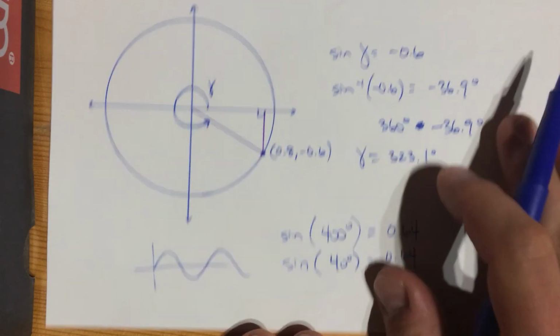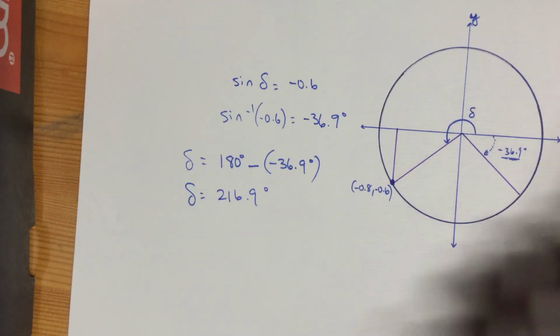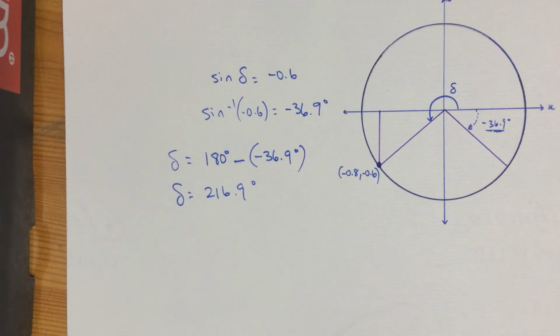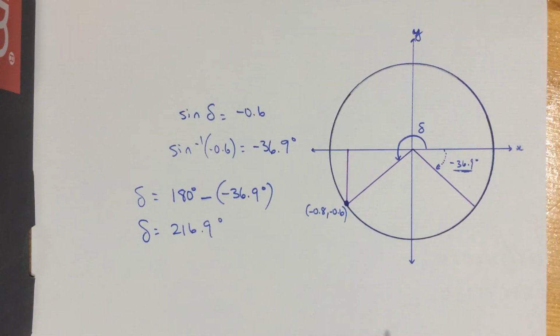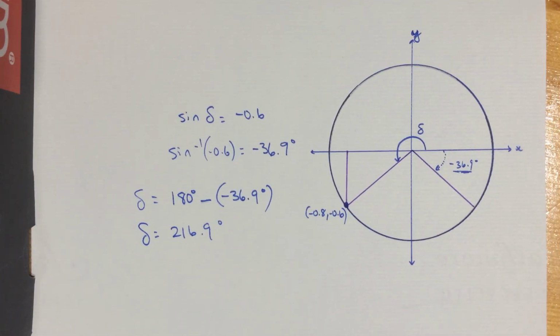I hope that helps you to understand how the unit circle works and why we need the unit circle, because the sine ratio just isn't enough for us. Right angle triangles are too small.